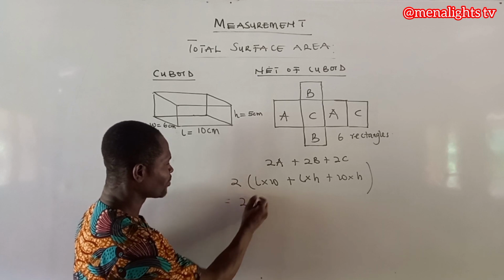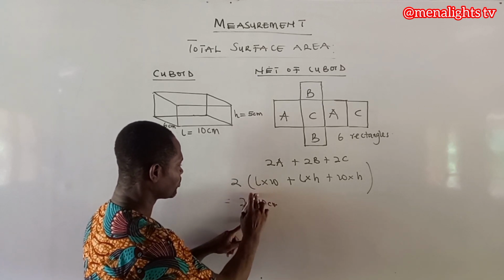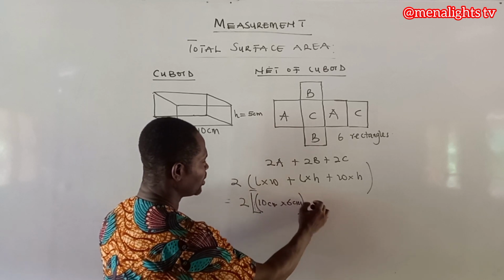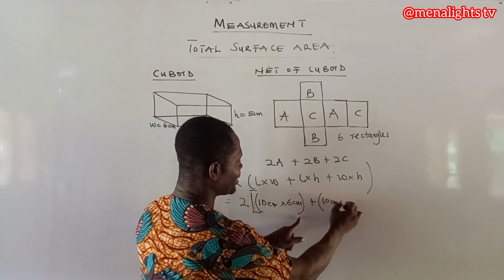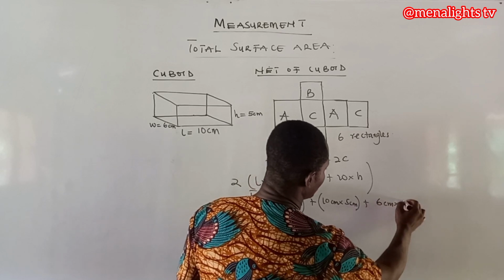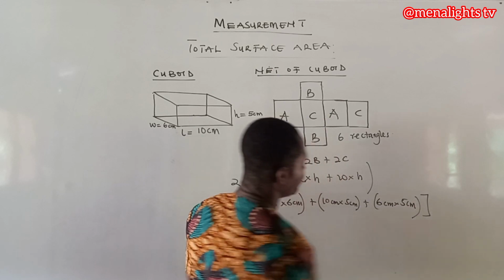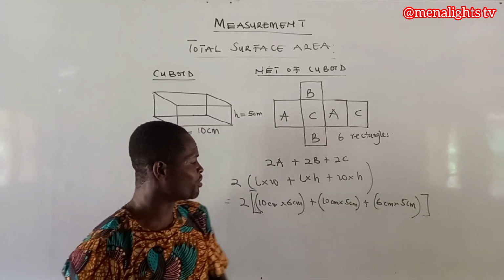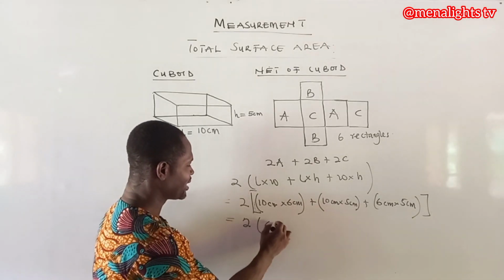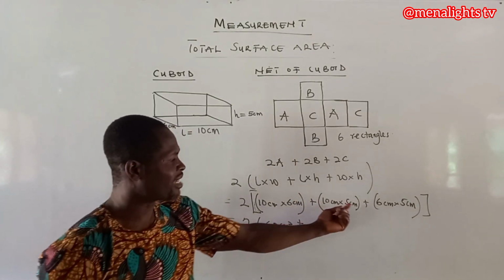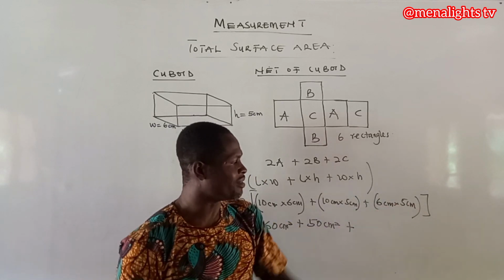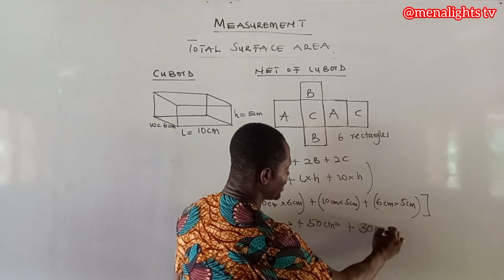So what we have is 2 into bracket, the length 10 centimeters times the width 6 centimeters plus the length 10 centimeters times the height 5 centimeters, plus the width 6 centimeters times the height 5 centimeters. So let's see what we have. We have 2 outside the bracket, then 10 times 6 will give us 60 centimeters squared, plus 10 times 5 will give us 50 centimeters squared, plus 5 times 6 will give us 30 centimeters squared.